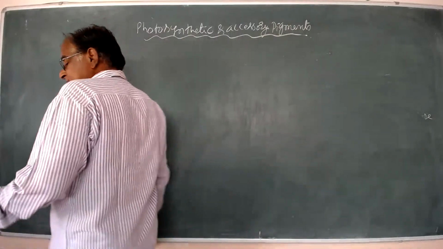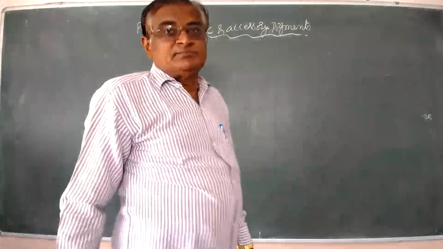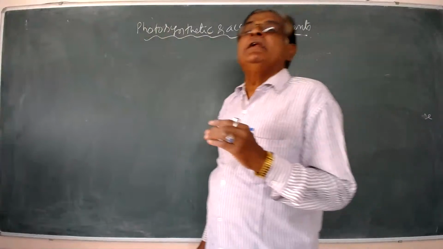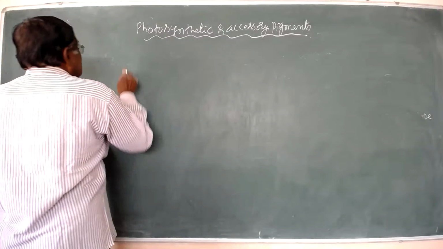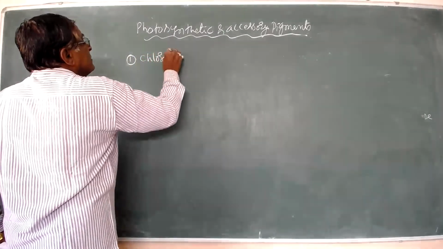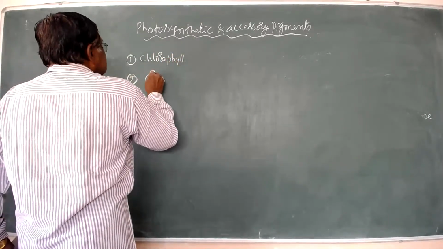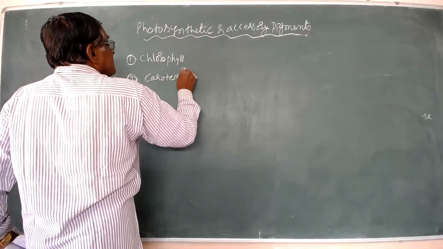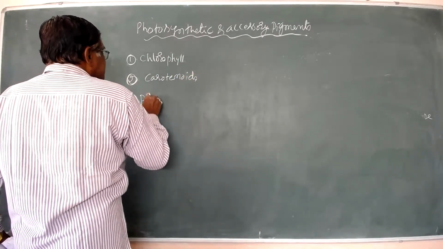So these are the photosynthetic pigments. Now we will be studying the chloroplast. In the chloroplast, we will have different pigments. There are totally 3 pigments we find. The first one is chlorophyll. The second one is carotenoids. And the third one is phycobilins.